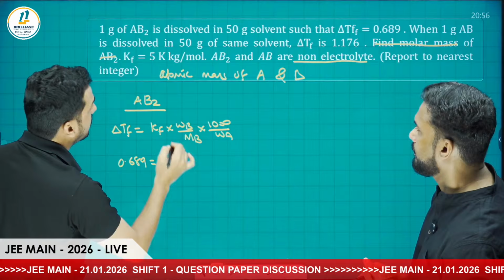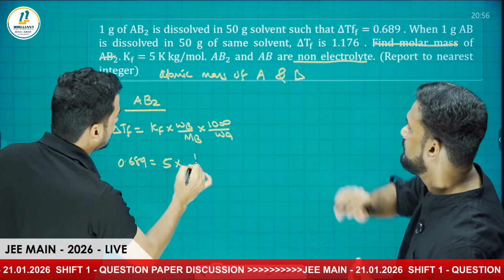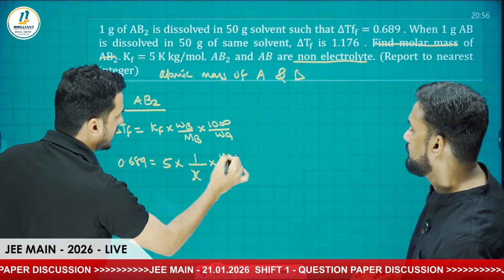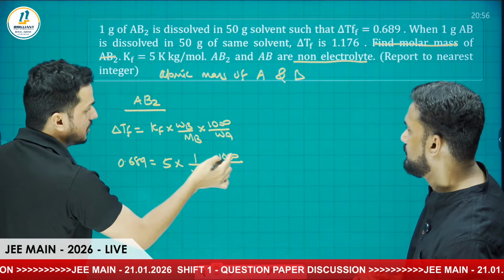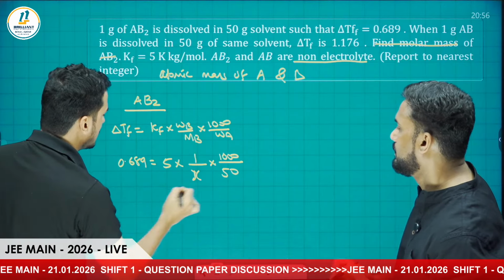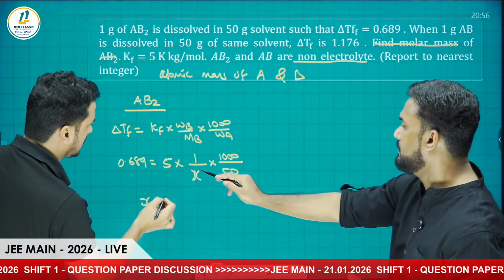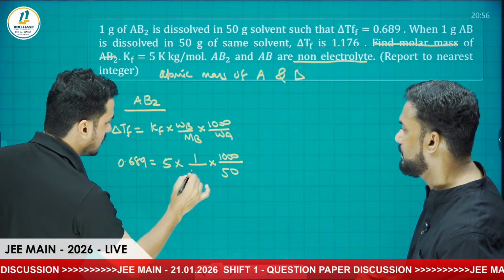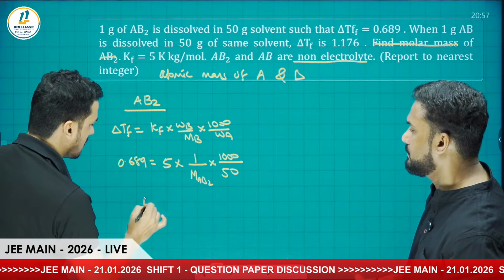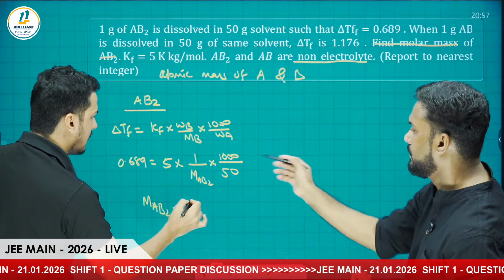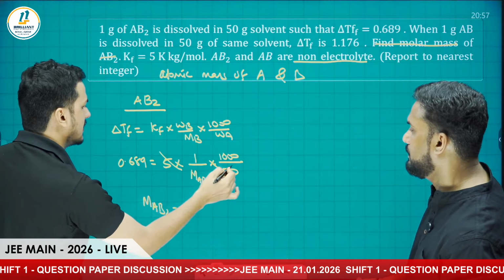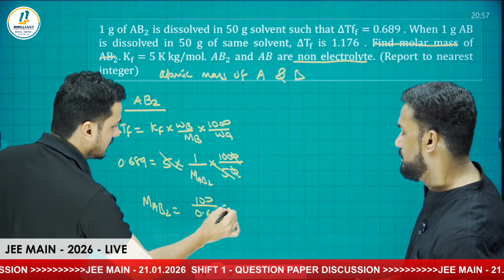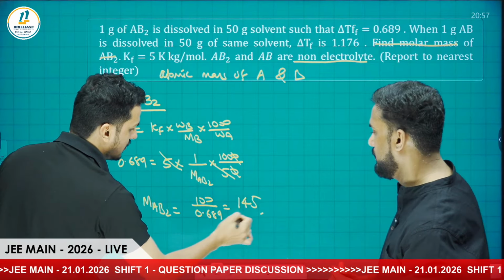So 0.689 is equal to 5 into WB, which is 1 gram, divided by the molar mass we have to calculate. I will take it as X, into 1000 divided by WA, and WA is equal to 50. So the molar mass of AB2 is equal to 5 into 1000 divided by 0.689 into 50. The 5 cancels, the zeros cancel, so 100 divided by 0.689, and 145 will come.